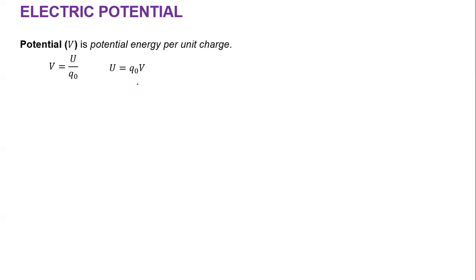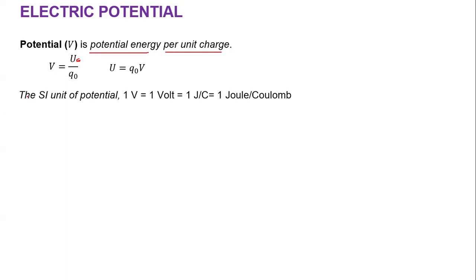Okay, so let's define what is a potential. We already discussed the electric potential energy. There is a quantity called potential. A potential V is the potential energy per unit charge, defined by U divided by Q sub O. The SI unit of potential is the volt, or joules per coulomb. Joules is newton meter. So that's the unit of our potential.